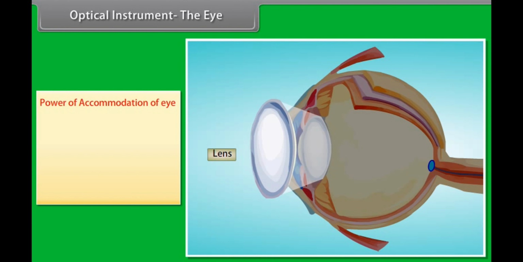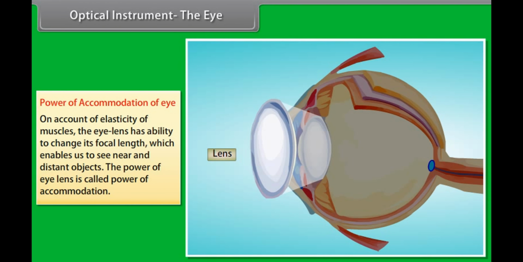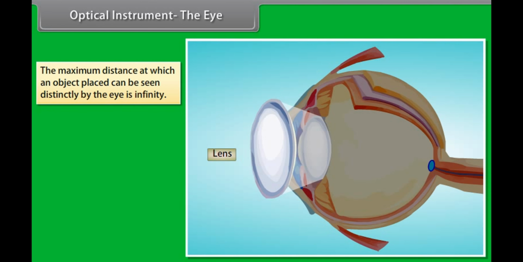Power of accommodation of eye. On account of elasticity of muscles, the eye lens has the ability to change its focal length, which enables us to see near and distant objects. This ability of the eye lens is called the power of accommodation. The maximum distance at which an object can be seen distinctly by the eye is infinity.